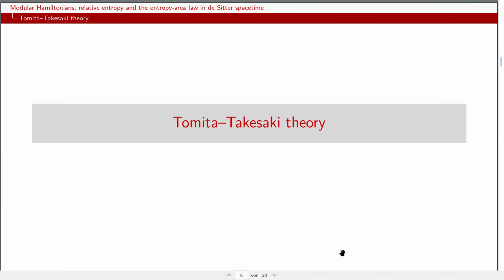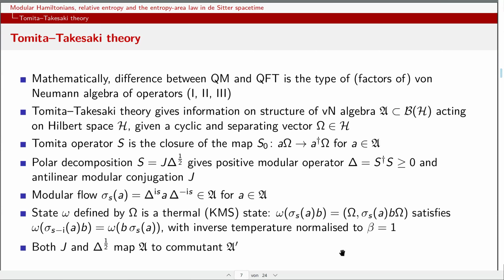Okay. So then the second part, what are the tools that one can use to compute these things? In particular, the one that I use is Tomita-Takesaki theory. So let's get a bit more mathematical. What is the difference between quantum mechanics and quantum field theory from a mathematical point of view? It's the type of the algebras of operators, or of factors of the von Neumann algebras. In quantum mechanics, it's usually of type I, which means that traces are well defined. Whereas in quantum field theory, the algebras of operators are of type III, where things diverge.